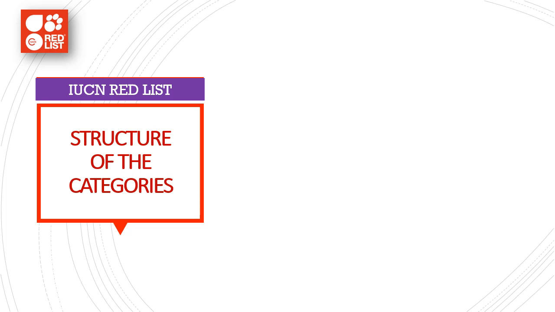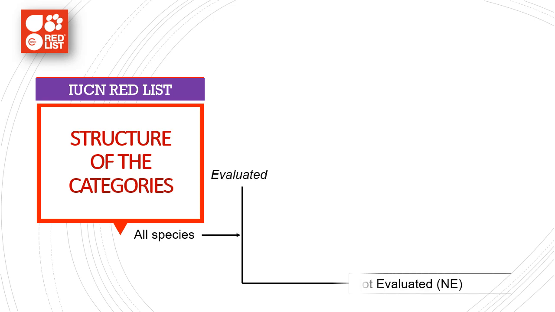Now, taken from the viewpoint of IUCN, first we start with all species on planet Earth. What IUCN says is that they may either have been evaluated according to the criteria laid down by IUCN, or they may not have been evaluated. So these are the two divisions. Basically, all the species on planet Earth have either undergone evaluation or have not been evaluated.